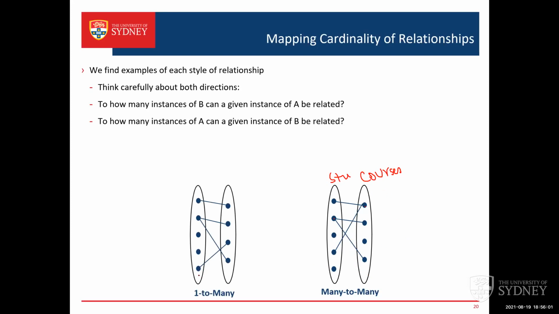Another relationship possible is 1 to many. Any example comes to mind? Or 1 to many? Which one should I write on the right hand side? Someone is saying phone number. Again, phone number is an attribute, not a table. We are talking about tables.